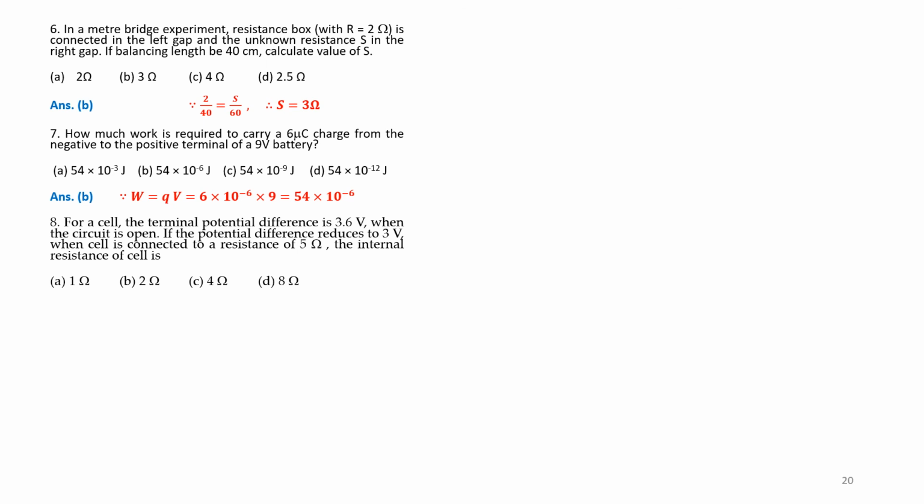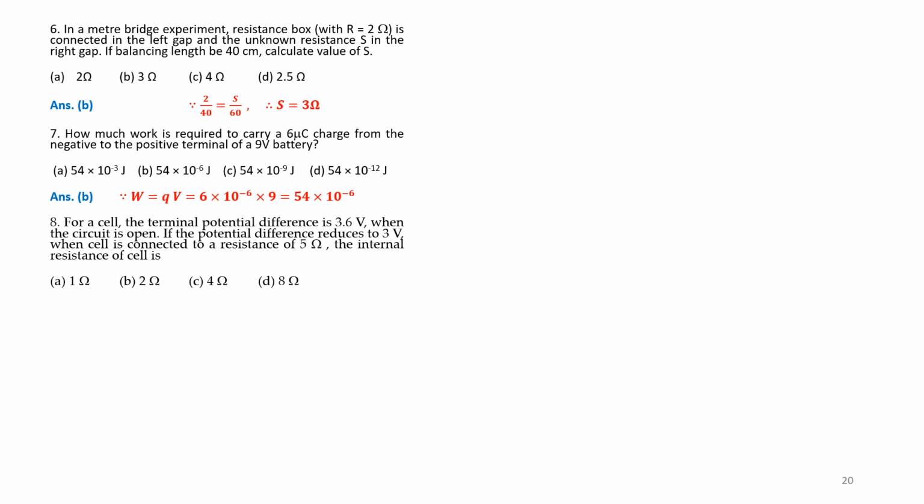Question number 8. For a cell, the terminal potential difference is 3.6 volts when the circuit is open. If the potential difference reduces to 3 volts when the cell is connected to a resistance of 5 ohms, the internal resistance of the cell is.